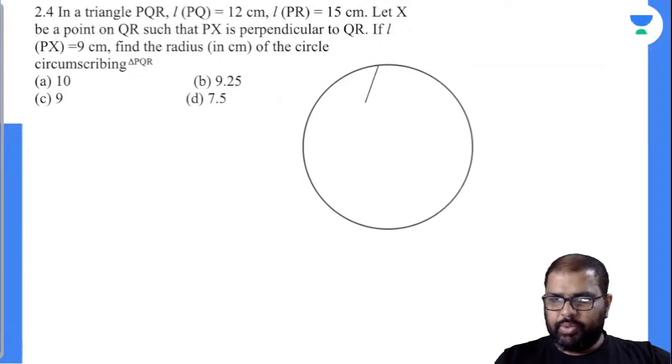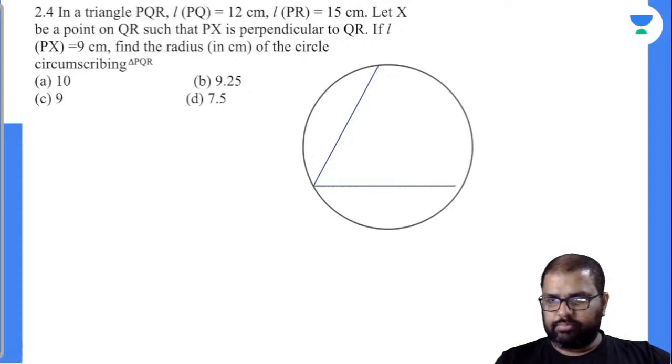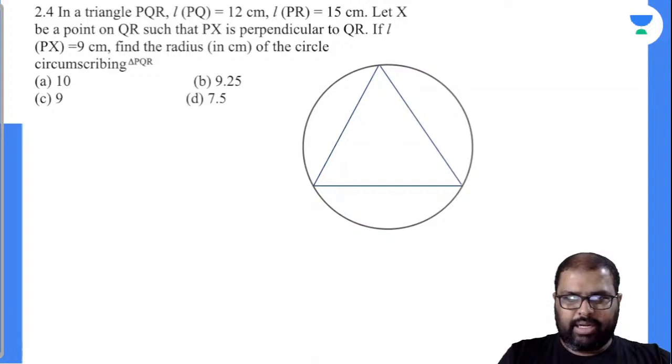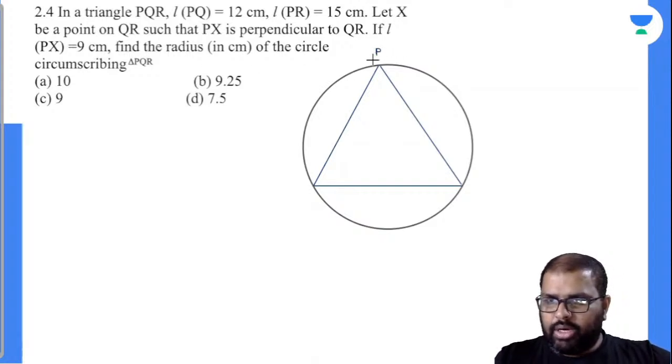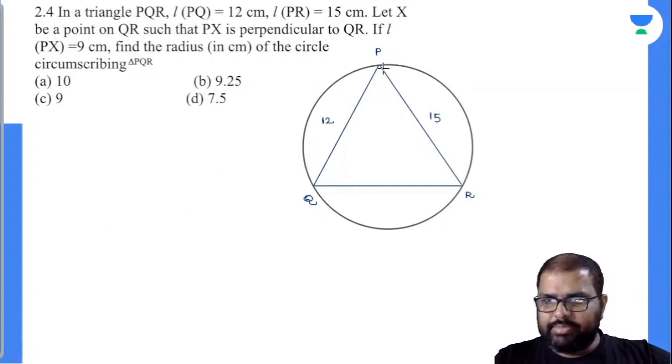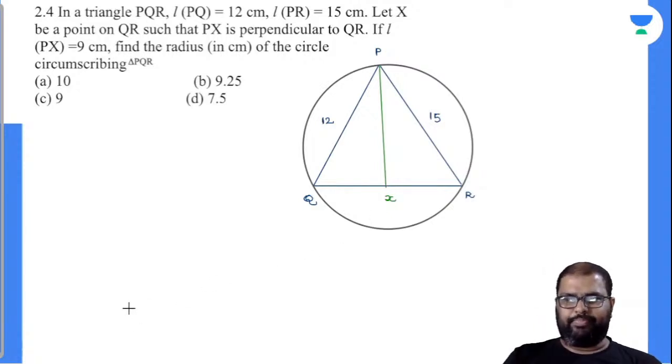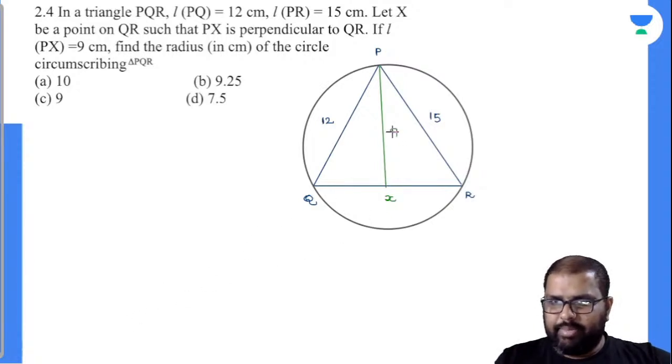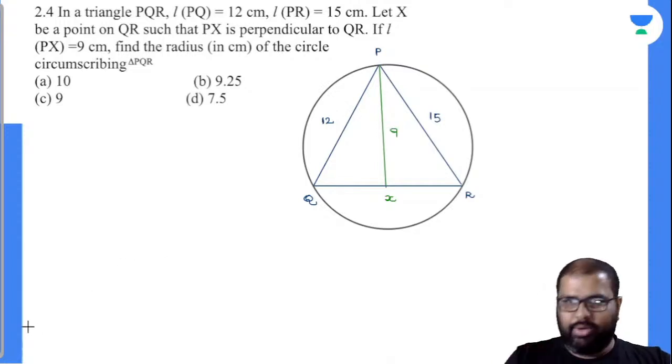Circumscribing means we'll be taking it down like this. There is a triangle PQR like this. I don't know whether it is an equilateral triangle or something. I'll take down PQR. The thing given there: PQ is given as 12 centimeter, PR is given as 15 centimeter. Let X be a point on QR such that PX is perpendicular to QR, and PX is given as 9 centimeter. Find the circumradius. Here, basic formula only.